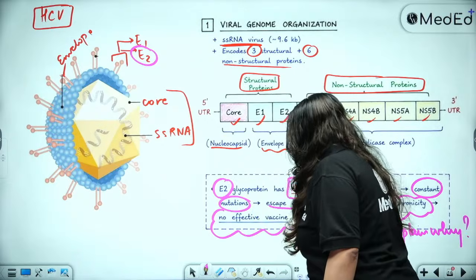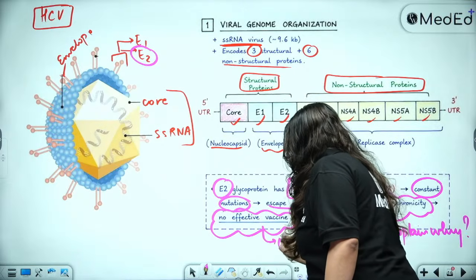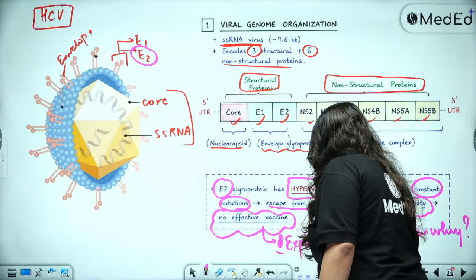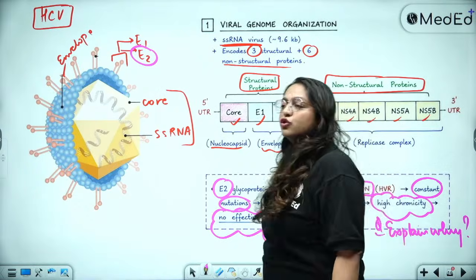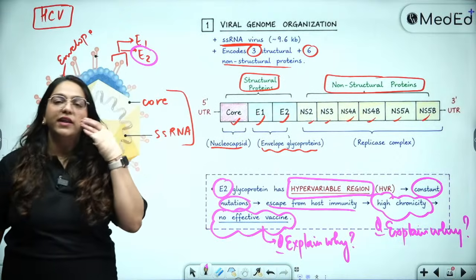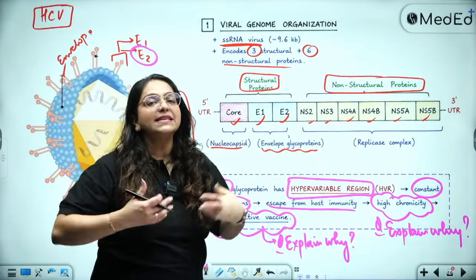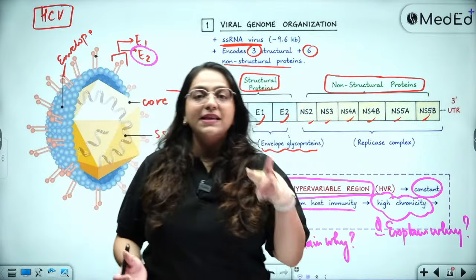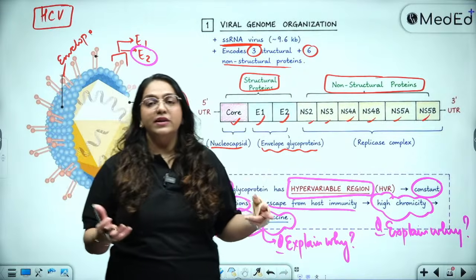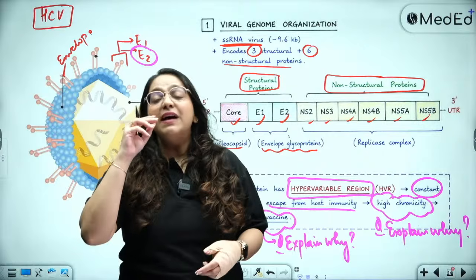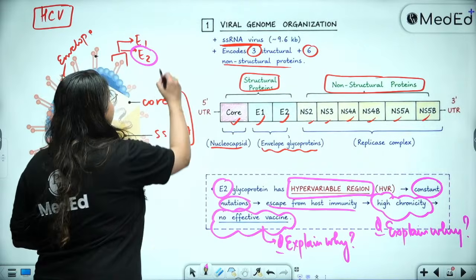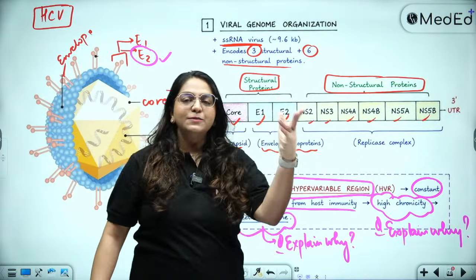Explain why there are no effective vaccines against hepatitis C virus. So you can now write. Why? What is the reason? Because the E2 glycoprotein against which neutralizing antibodies will be made is hypervariable, that keeps changing. So the body is not able to produce immunity. Similarly, we cannot give it in the vaccine, because in the vaccine we have to give the main antigen. What is the main antigen? This E2 is the main antigen, and that keeps changing the shape.